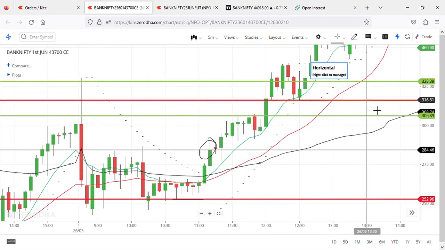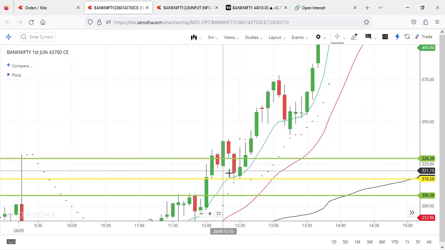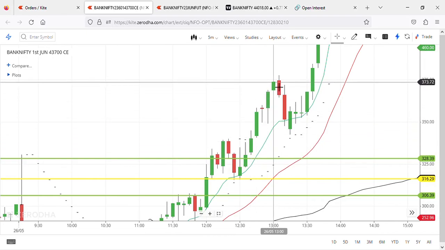When there is a breakout, I will then start trailing the stop loss accordingly. Now let's say in this case, this went up, this went up, this went up over here.